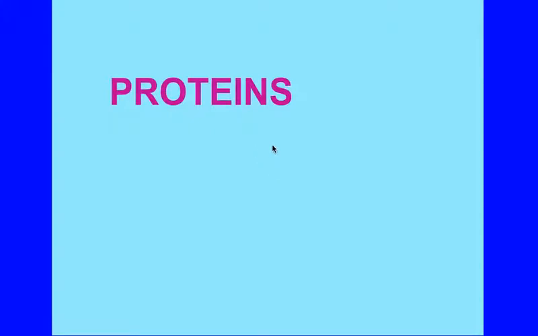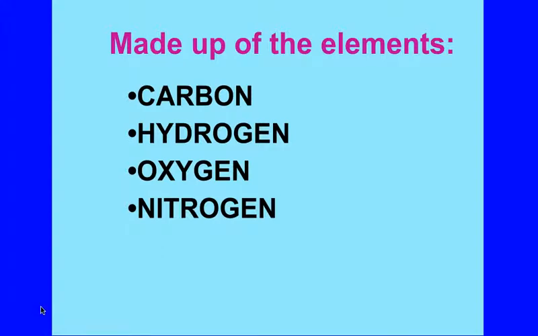Ms. King here, and in this screencast we're going to look at the last organic compound, which is proteins. So to start, proteins contain the elements carbon, hydrogen, oxygen, and nitrogen.